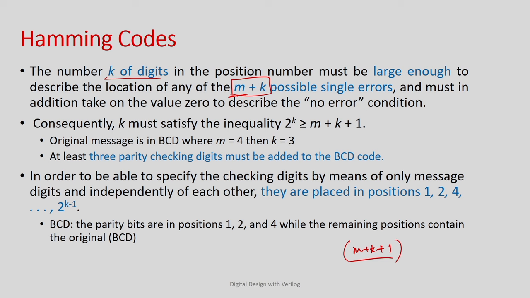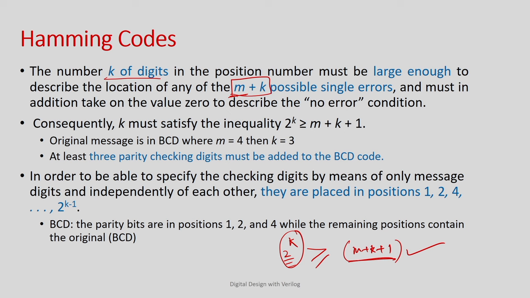Okay. So, now your k should be large enough to identify this. If there are k bits, how many possible values can it represent? 2 to the power k. And this 2 to the power k must be greater than or equal to this, right? Because with k bits, I should identify any one of the m plus k locations, plus no error. So, I need at least 2 to the power k to be greater than or equal to m plus k plus 1.